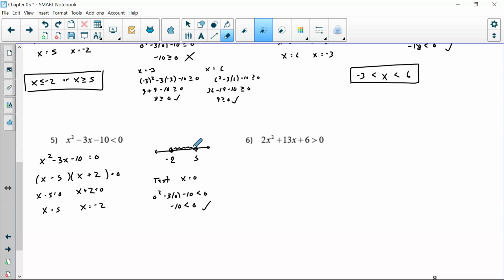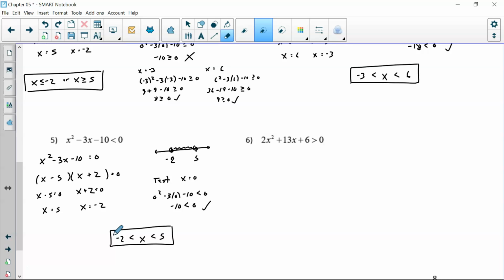If it works, shade in between. If it doesn't work, shade in the opposite regions. So now our solution, x in the middle, negative 2 on the left, 5 on the right, and because it's open dots, we just put our less than symbols there. And there we have our solutions.